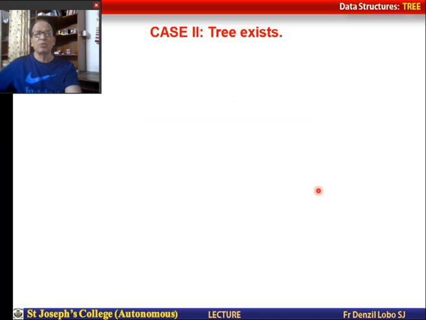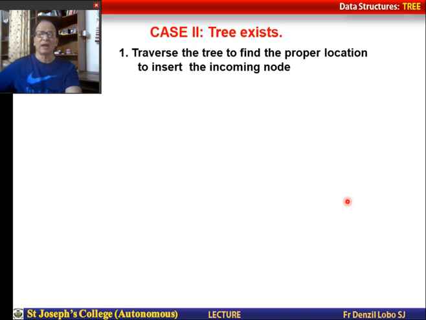With that, we come to case 2. Now there is a tree existing. Maybe it contains one node or ten nodes, but there is one existing. So how am I going to insert the incoming node into this tree is the question. Again, first I traverse the tree to find the proper location to insert the incoming node.